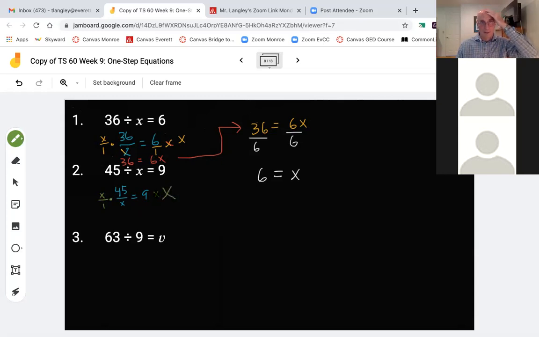Okay? I'll write this little dot here, times x. And that will leave me 45 equals 9x.